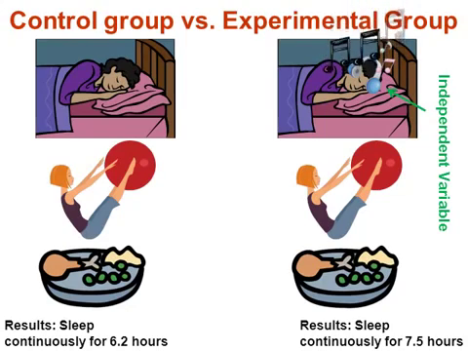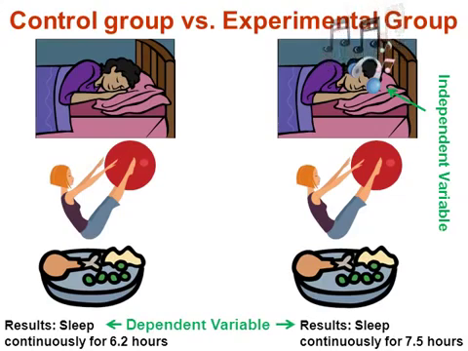Well, something had to cause that extra sleep. And by the way, the data that we just collected is what we call the dependent variable. And I hope you see why it's called the dependent variable. The sleep depends on, and that's why it's called the dependent variable. The amount of sleep depended on whether or not she listened to music.